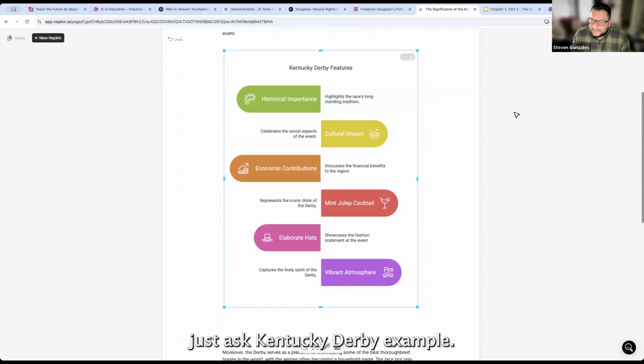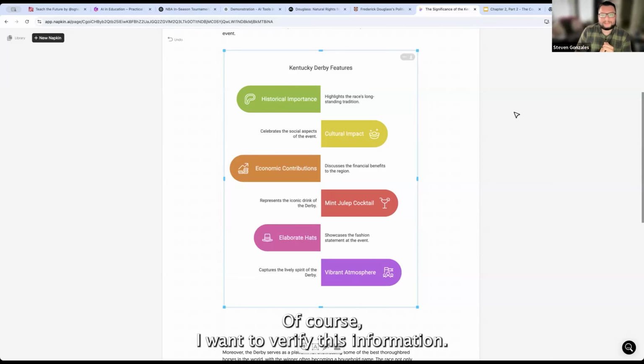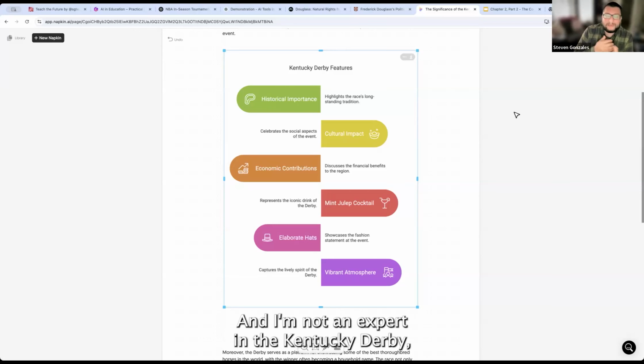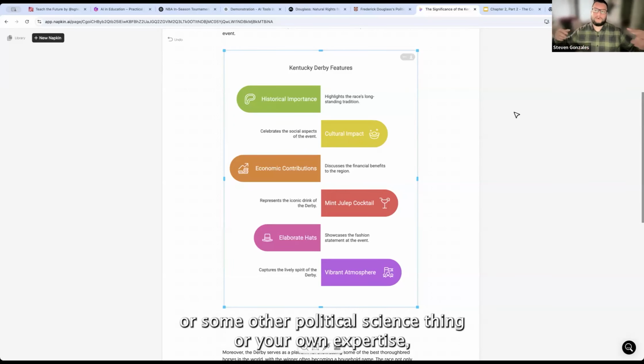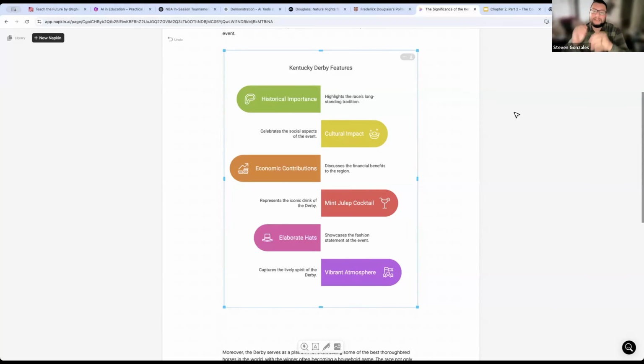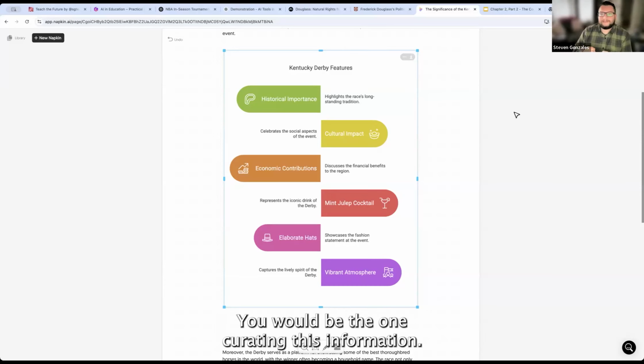David just asked a Kentucky Derby example. I just really typed this in. Of course, I want to verify this information. And I'm not an expert in the Kentucky Derby, but had it been about something like the president's powers or some other political science thing or your own expertise, you would know what is good, what is bad, and you would be selective. You would be the one curating this information.